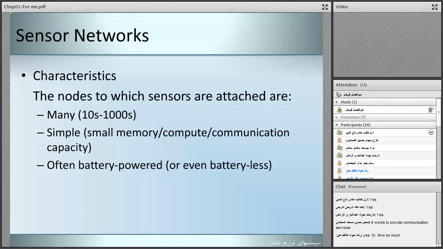Characteristics of sensor networks: the nodes to which sensors are attached are many, tens, hundreds, or even thousands of sensors. They are simple, with small memory, computing and communication capacity. And sensors often use battery power. We don't have electricity in a forest, so the sensors must work with batteries.